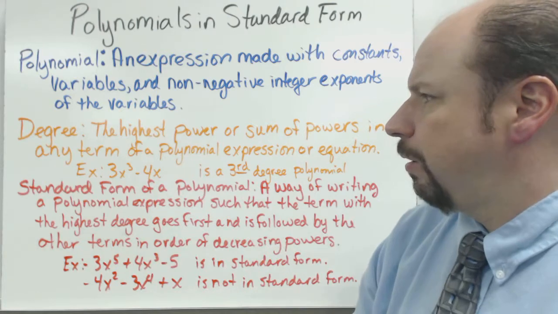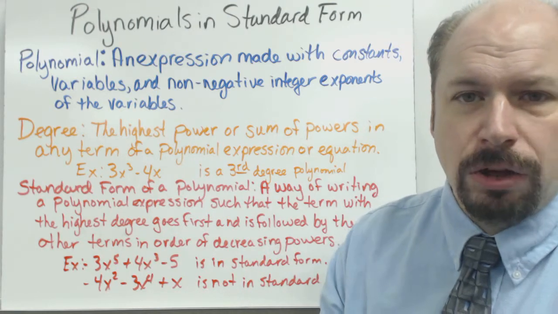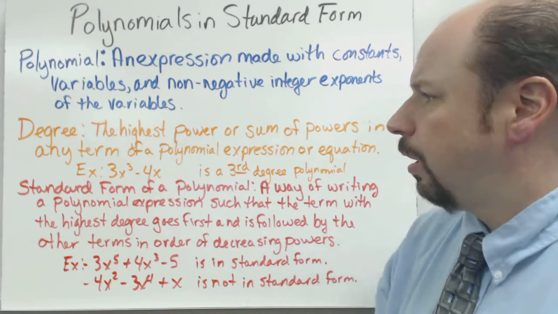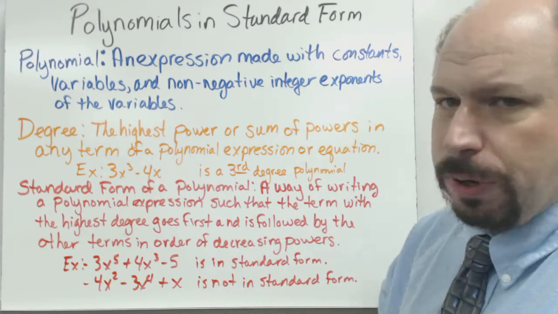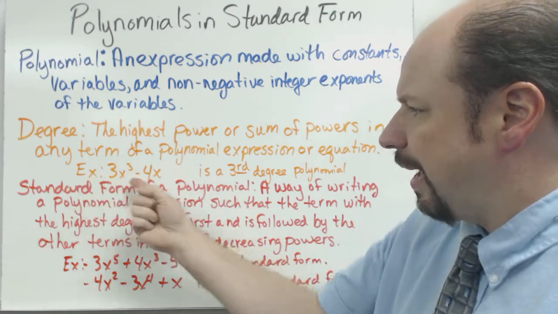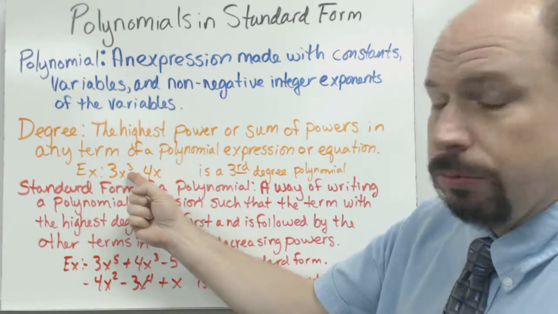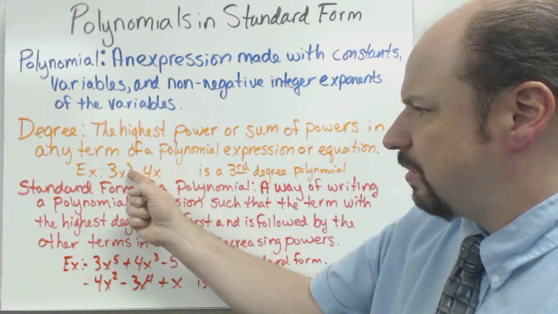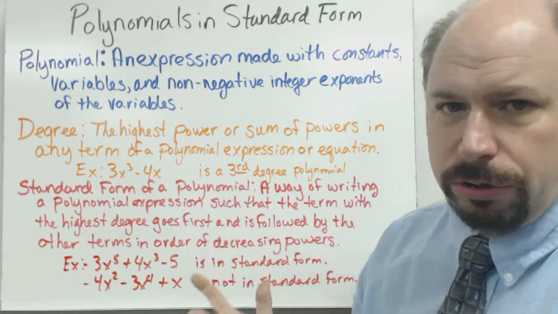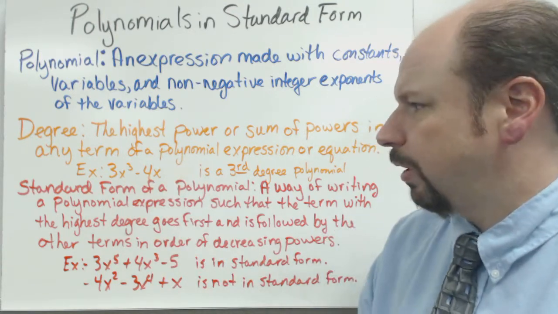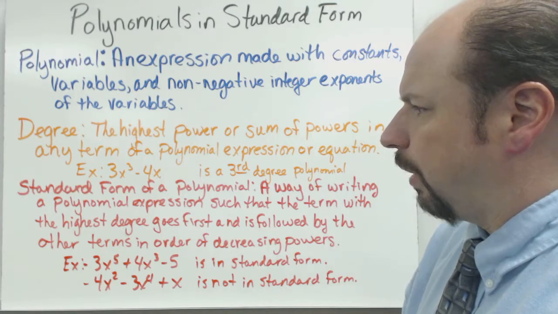The degree of a polynomial, all you have to do is look at the highest power or sum of the powers in any term of the polynomial expression or equation. So in other words, look for the one that has the highest power, which in this case is this one for this example. Since this is a 3, we would call this a third degree polynomial. This also has another name that we'll talk about. It's a cubic. So we'll talk about that here in a minute.